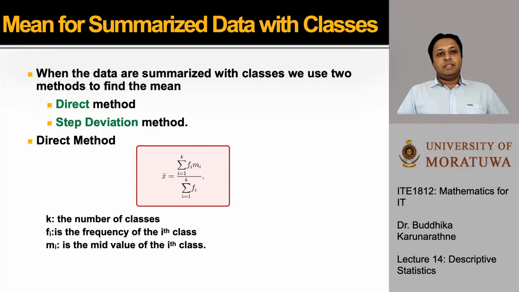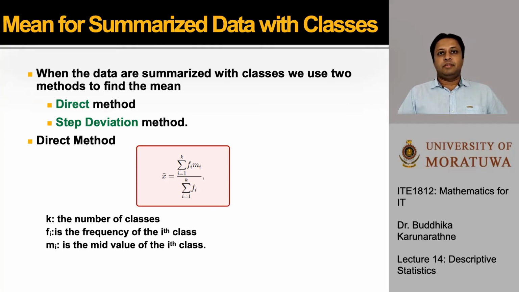And now we move a step further to find the mean of summarized data with classes. We can adopt two methods in this case. One is the direct method, and number two is the step deviation method. In the direct method, we use the equation given on this slide to calculate the mean, where k is the number of classes, fi is the frequency of the ith class, and mi is the mid value of the ith class. In this case, you have class intervals.